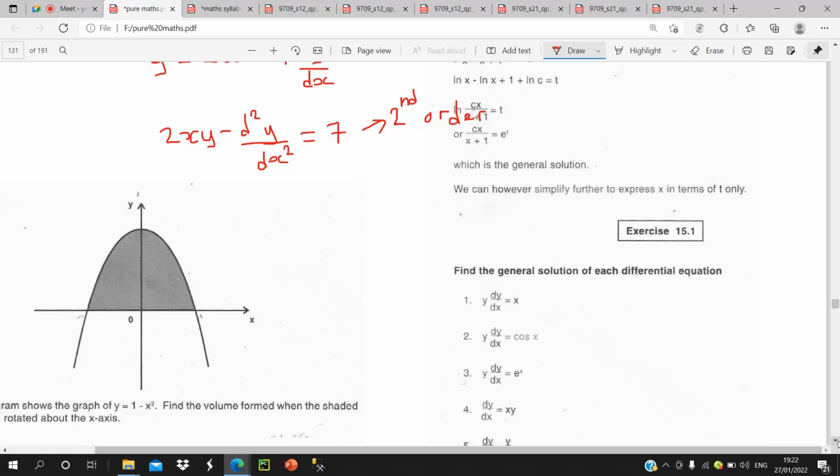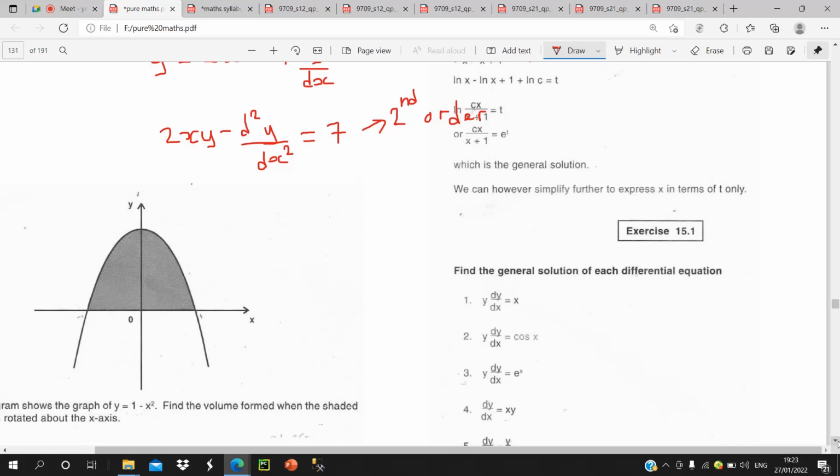Are we done? Alright. So firstly, let's try to find the general solutions. As you can see on the screen, on exercise 15.1, can you write the question saying find the general solution of each differential equation? Then write number 1. We want to do number 1 together. Are you done?